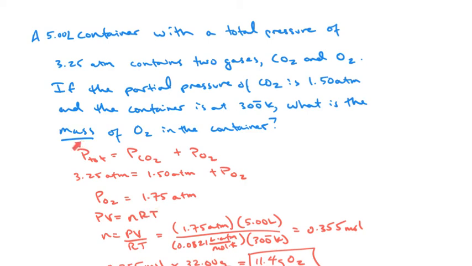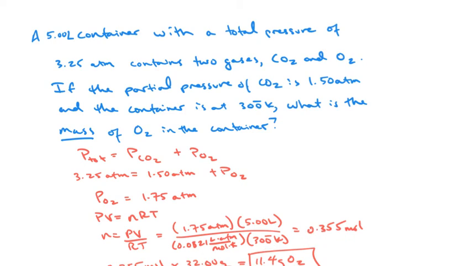From there, to find the mass of oxygen, we use the ideal gas law, and we'll solve for n. So we'll bring RT over to this side: n equals PV over RT. Plug in the value of 1.75 atmospheres for the pressure of oxygen. The volume of the container is still 5 liters, so that doesn't change. R never changes. And T is 300 Kelvin. That gives us 0.355 moles.